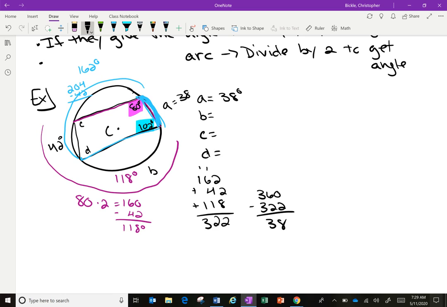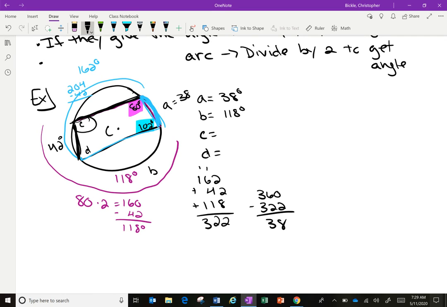I know B was 118. I went through and found those. Now they just asked us to find C and D. Once I've got the arcs, we really can go back and we can work from there. Now this diagram looks terrible because of the way I've drawn it. But C, you guys think about it here, that angle C, let's find the arc that goes with it. It comes out here and it comes down to here. So I want A and B put together, right?